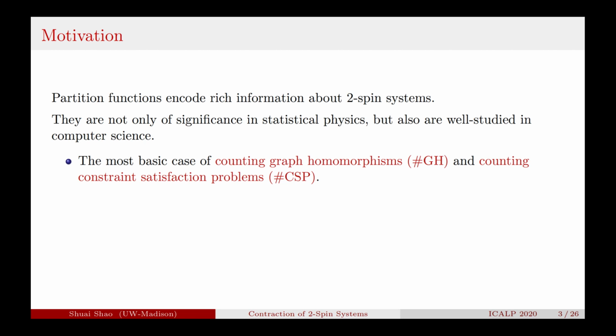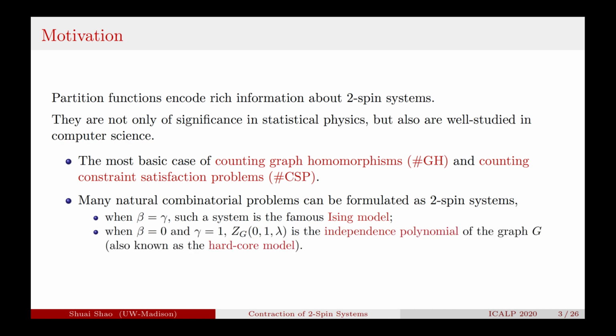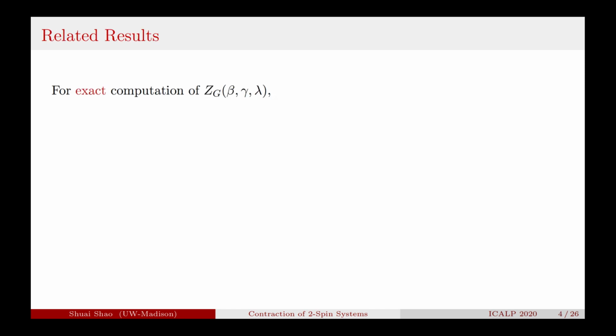So the computation of the partition function of two-spin systems is the most basic case of counting graph homomorphisms and counting constraint satisfaction problems. These are the two well-studied frameworks for counting problems. And there are many natural problems that can be formulated as two-spin systems. For example, when beta equals gamma, this is the famous Ising model. And when beta equals 0 and gamma equals 1, then the partition function is the independence polynomial of a graph. It's also known as the hardcore model in statistical physics.